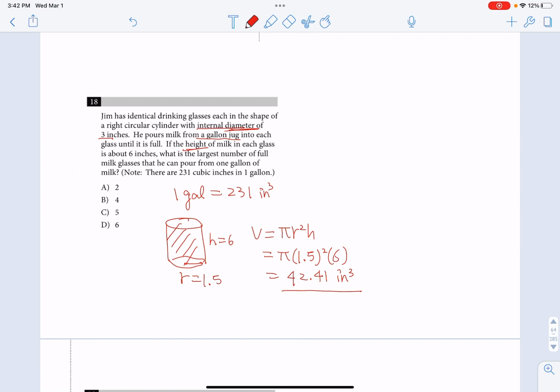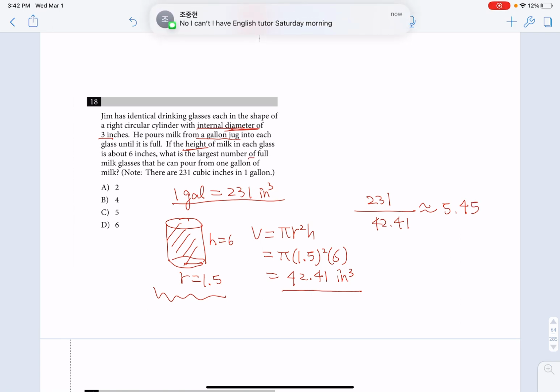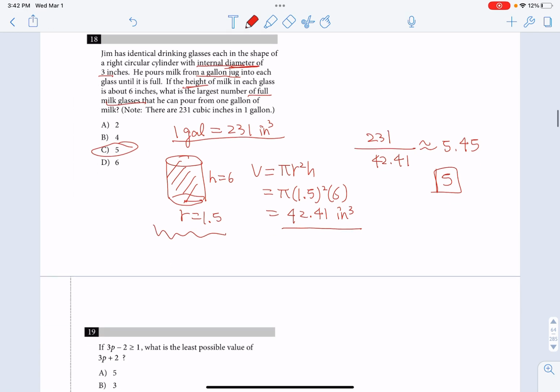And how many of these full glasses can be filled by 1 gallon of milk? So you just divide 231 by 42.41, and how many can you get? So 231 divided by 42.41, then you get about 5.45. So the number of full milk glasses that he can pour will be 5 glasses. So it will be C.